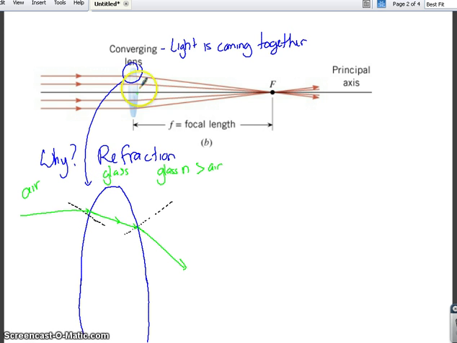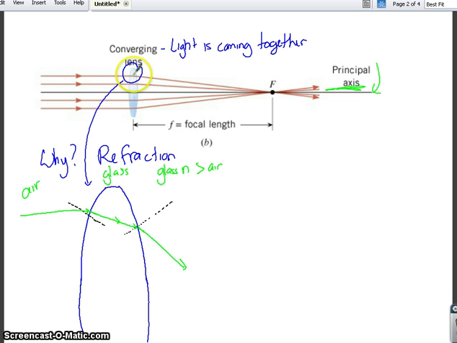This is a zoomed in version of what's happening right here. You can see the light is hitting the lens and then bending towards the principal axis, same line as in mirrors. This is the reason why it is focusing, or bending towards the principal axis, because of refraction.